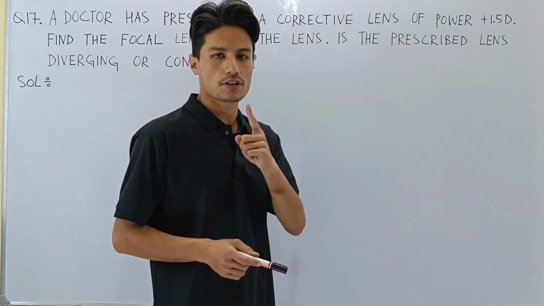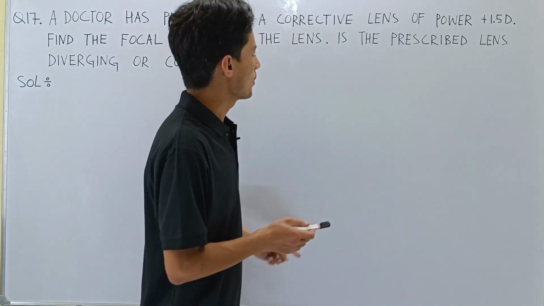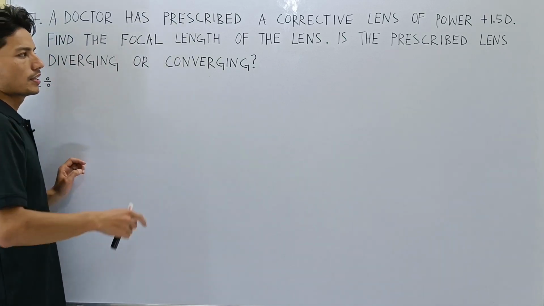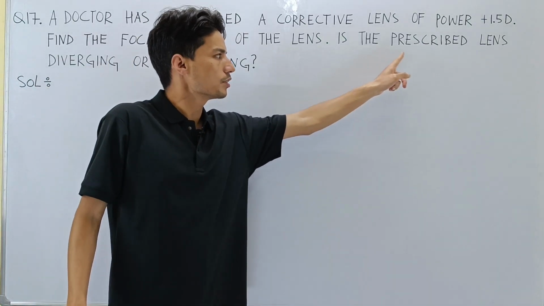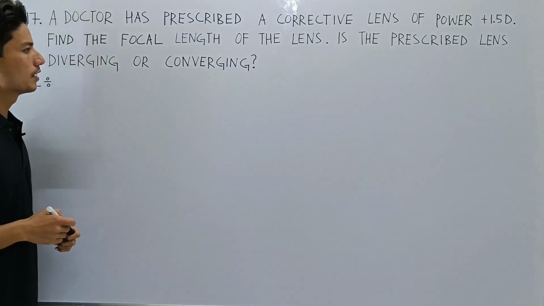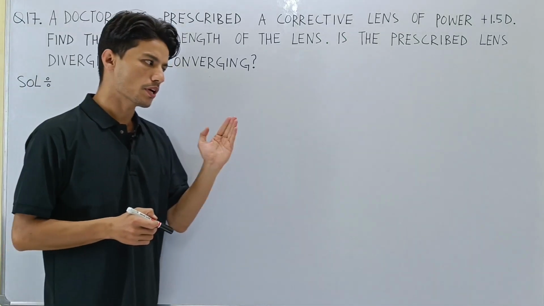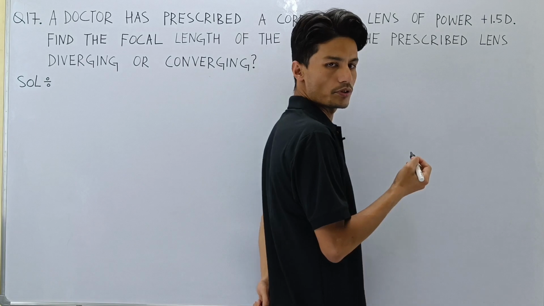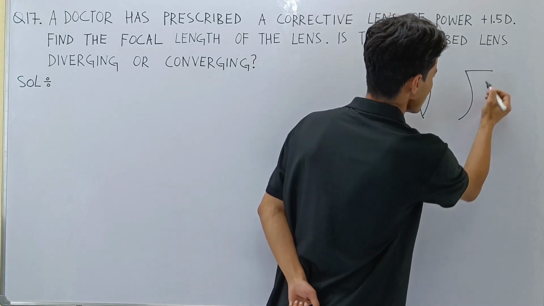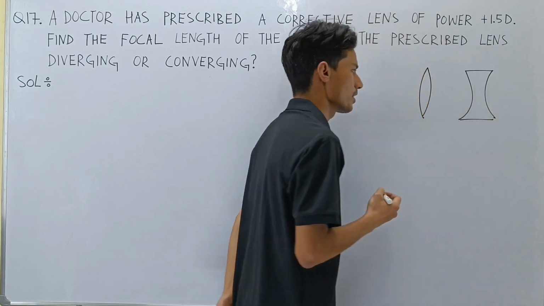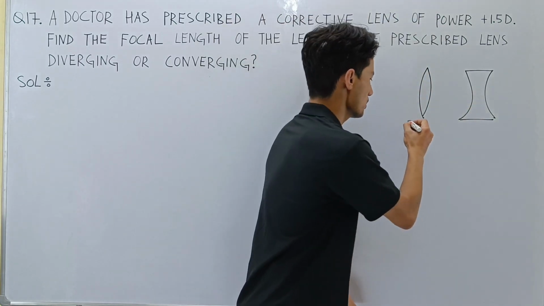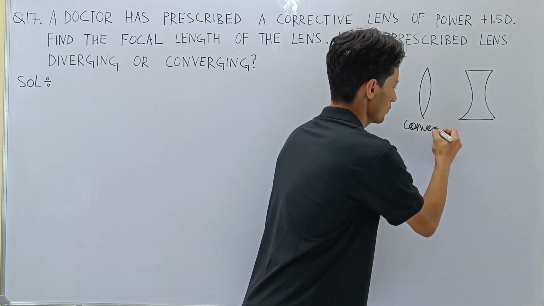If you are able to answer that question, you have already answered this question. The question is also asking to identify whether the lens is a diverging or converging lens. Now you have to know which type of lens is known as converging lens and diverging lens. Here I have drawn both the lenses, convex lens and concave lens. This is convex, and this is concave.